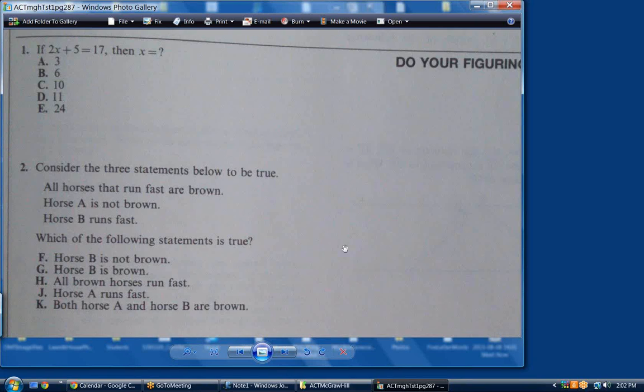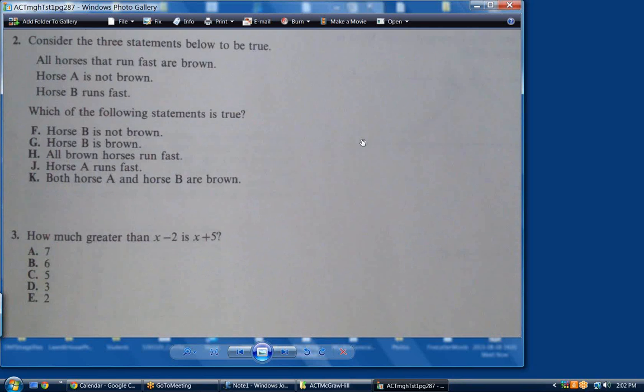All right. If 2x plus 5 equals 17, then x is... I'm going to write out 2x plus 5 equals 17. Okay. And then I'm going to subtract 5. And I'm going to get 12. Okay. Equals 2x. And then I divide each side by 2, and x equals 6. Good. About number 2.